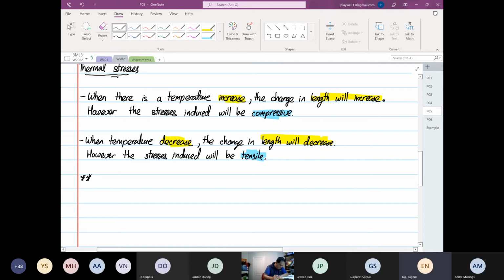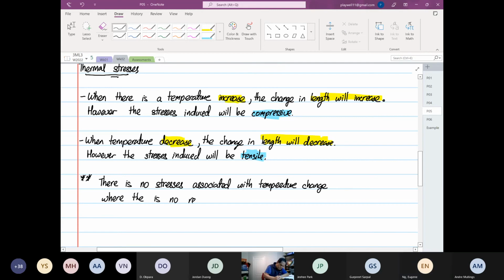Okay, there is no stresses associated with temperature change where there is no restriction of motion.